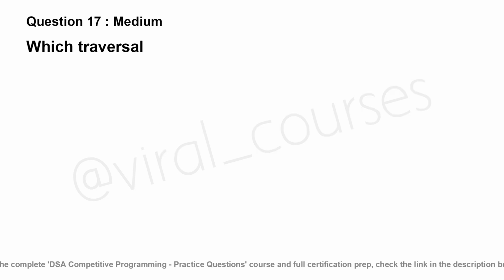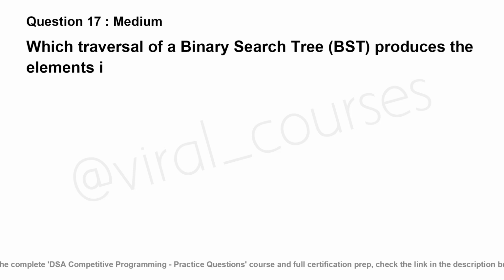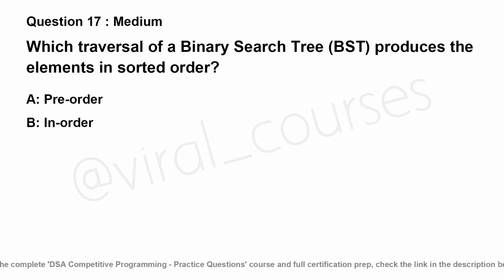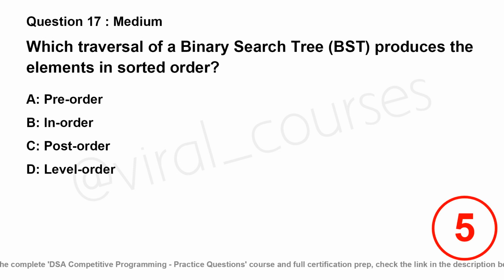Which traversal of a binary search tree (BST) produces the elements in sorted order? Option A, pre-order. Option B, in-order. Option C, post-order. Option D, level order.